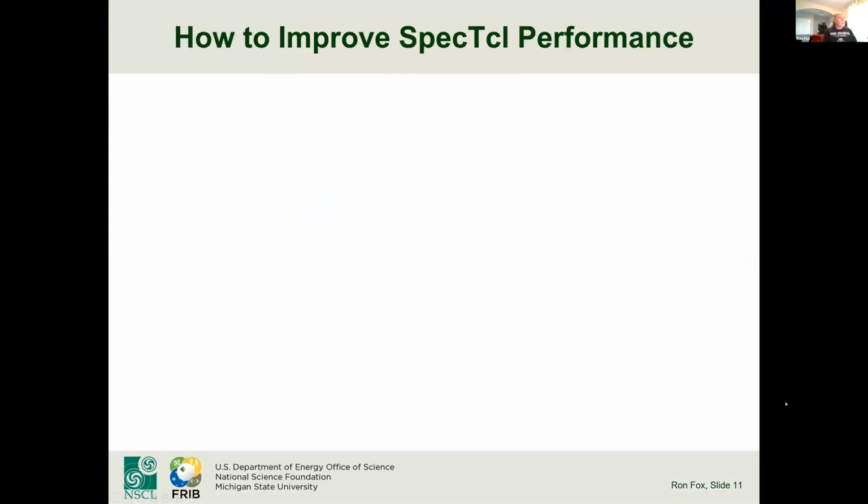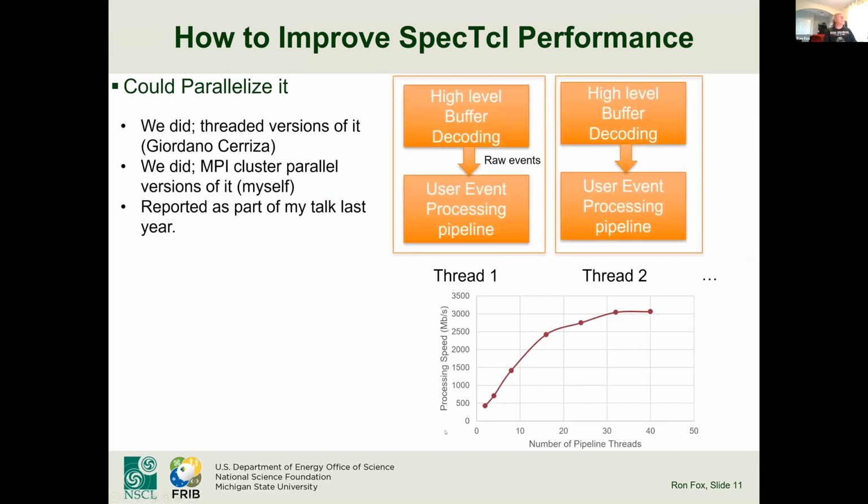So last year I talked about some things that we did to improve SpecTcl performance. There's a couple of things we did. We can parallelize it. We did that. Giordano, my colleague, built a threaded version of SpecTcl. The key point is that since events are samples from some probability distribution of possible outcomes, each event can be processed independently of every other event. So you can trivially parallelize this event processing pipeline, pull together the decoded events, and then histogram the results.